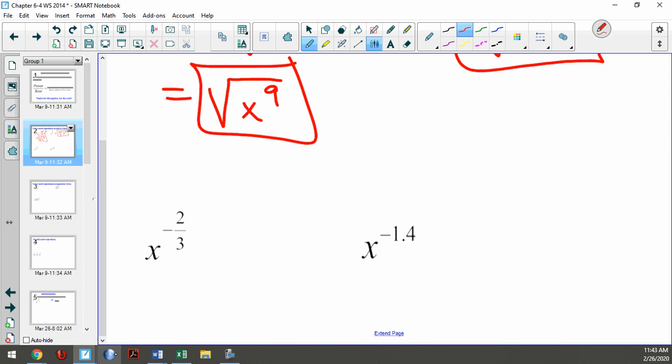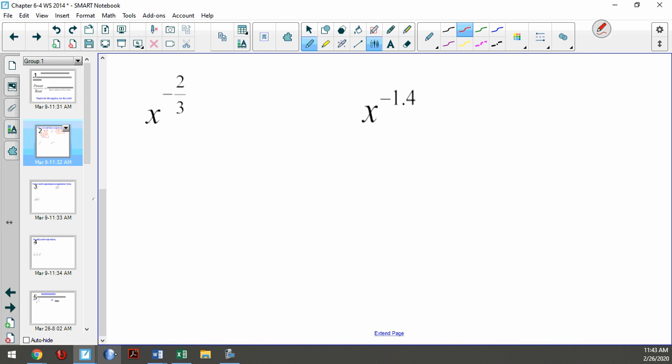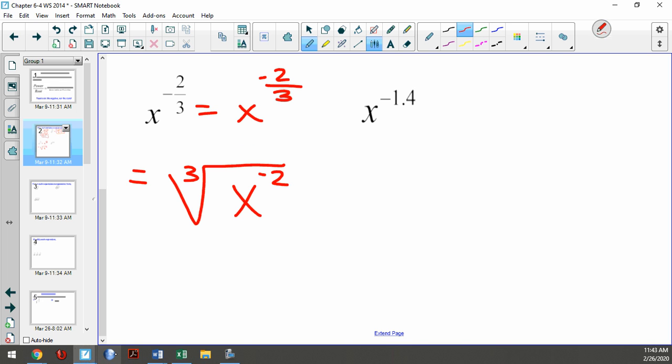Now, this problem right here has a negative exponent. So where did I say the negative goes? The negative must go in the numerator with the 2, and the 3 is positive. So now we're going to do this exactly the way we did before. Here's your root. What is my base? What is the power? And what is the root? Done.